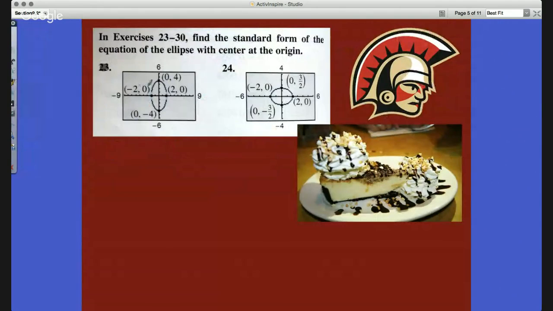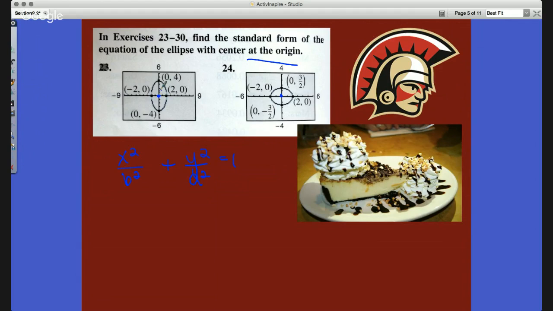Okay? Now, on this example, we know that the center is at the origin, because it says it. So we know that we can just leave it in our form, x squared plus y squared equals 1, where a or b is underneath here, right? We don't know what it is. In 23, since it's larger on the top than the horizontal, we know a squared, or the larger value, is underneath y, whereas b squared is going to be underneath x.